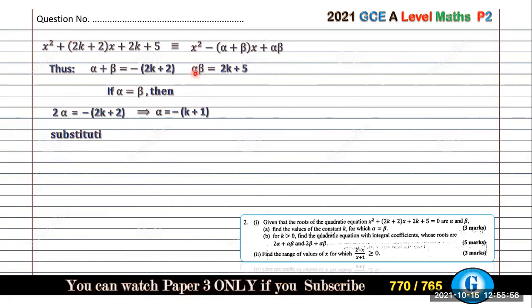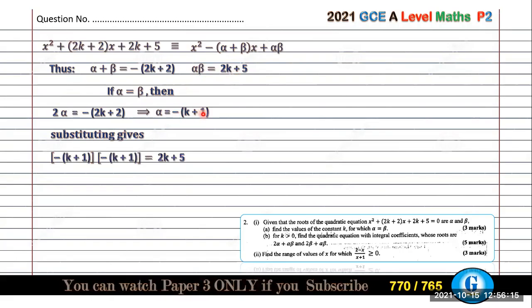So we can replace this value of alpha in this second equation here, right? Since when we simplify this one, we'll have alpha is equal to minus into k plus 1, because 2 is common. So if you substitute this value of alpha in this second equation, that is alpha beta is equal to 2k plus 5, then alpha is minus into k plus 1, right?